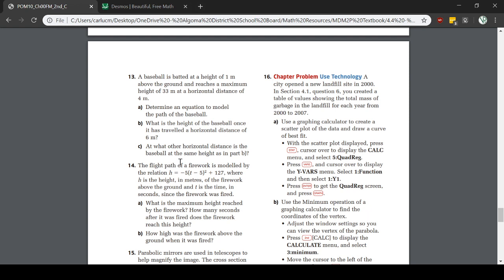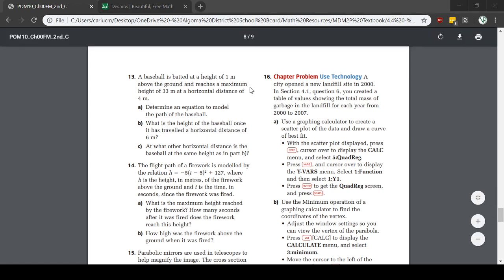So we got a starting point of 1 meter off the ground. It's hit, and the max is 33 meters as a max height. That is at 4 meters. So it starts 1 meter off the ground and has a 33 meter max at 4 meters. So very similar to the last problem that we did.